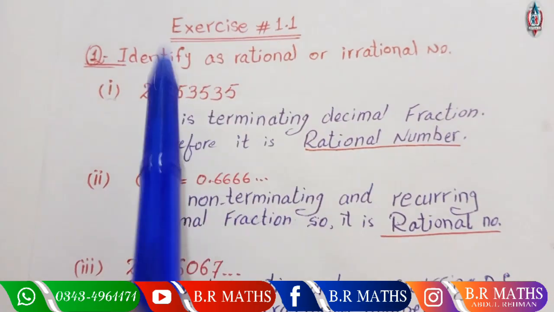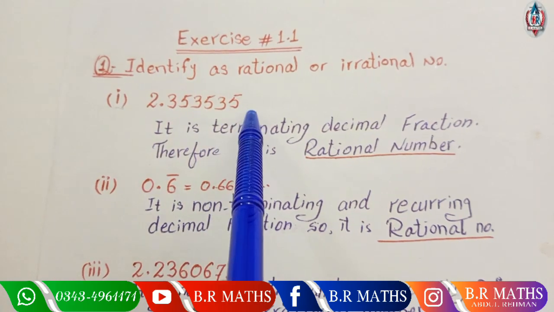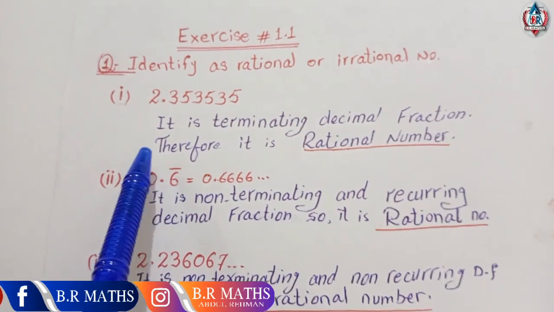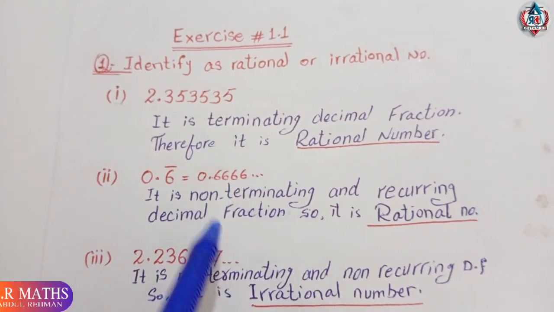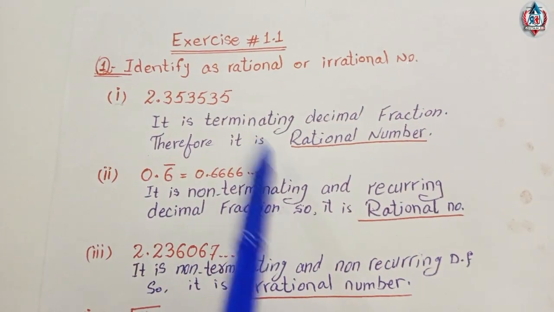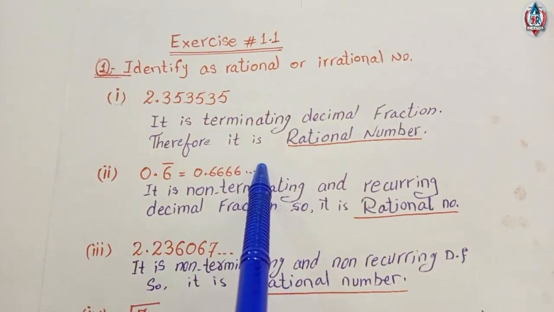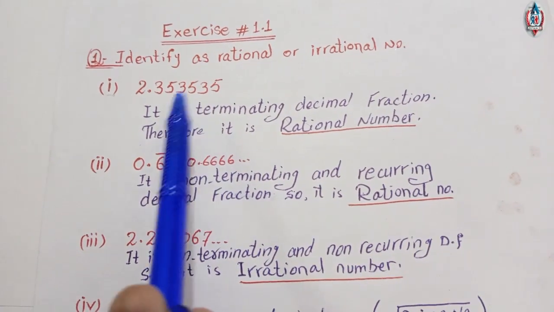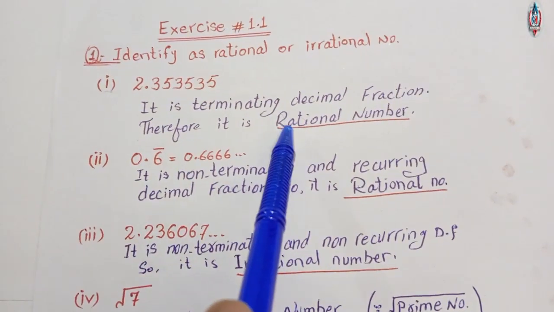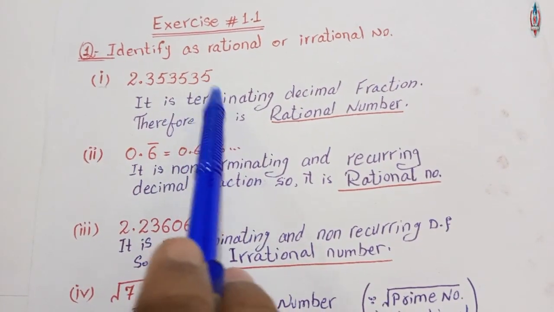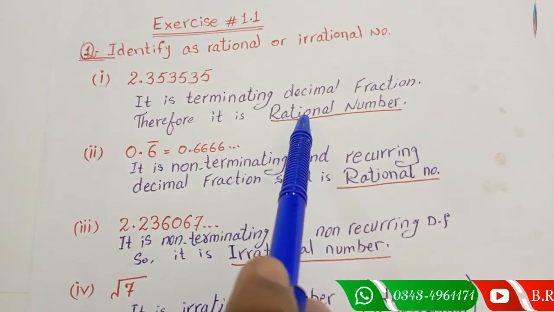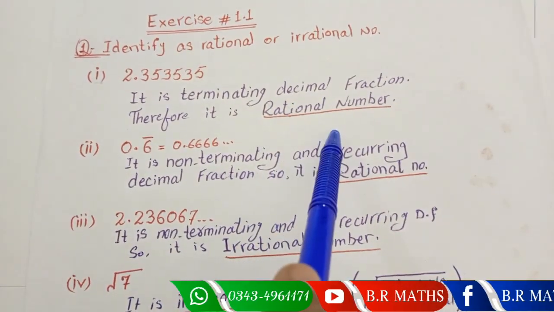So students, in this lecture, question number 1: identify as rational or irrational number. So the first part is 2.353535, and this is a rational number because this is a terminating decimal fraction. Terminating decimal fraction means there is a finite number of digits in its decimal part. So this is 1, 2, 3, 4, 5, 6. There are 6 digits in the decimal part. So this is a terminating decimal fraction and the final result is a rational number.